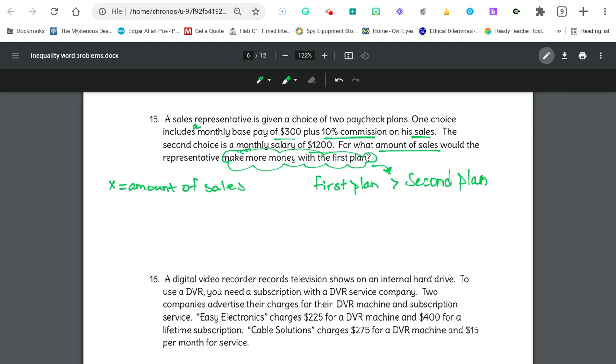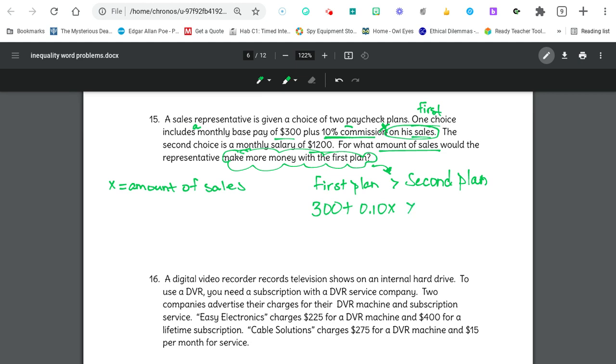All right, so let me go back up here and see where it has amount of sales. So for the one choice, that's going to be the first one, is a monthly base pay of $300. So they're going to be guaranteed $300. Ooh, not much. Plus a 10% commission on sales. On his sales is going to be X. So 10% of X. Remember I told you yesterday, I think you all had something in the video, like 18%. That's like 18 cents for every dollar. So now this is like 10 cents. So make it look like money. 10 cents for every dollar worth of merchandise you sell.